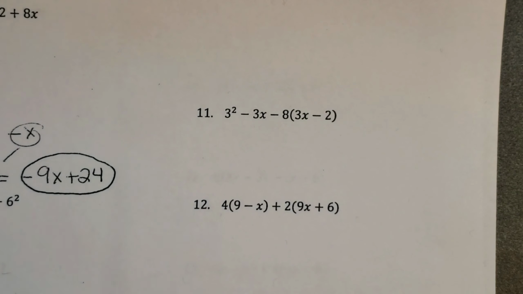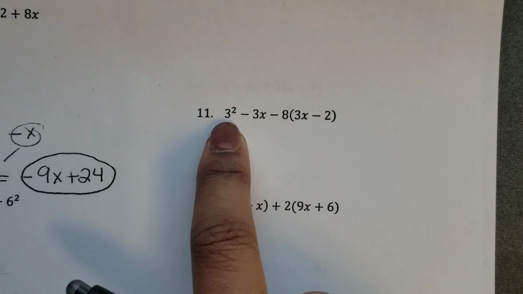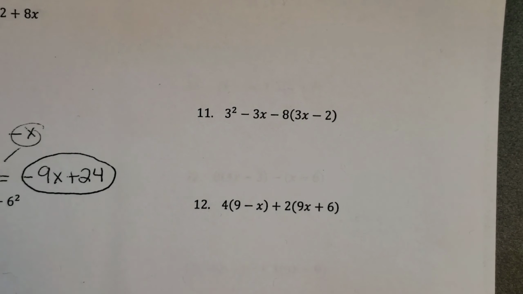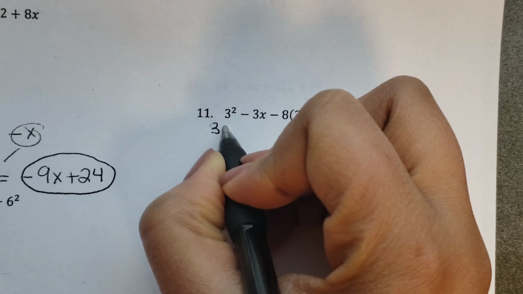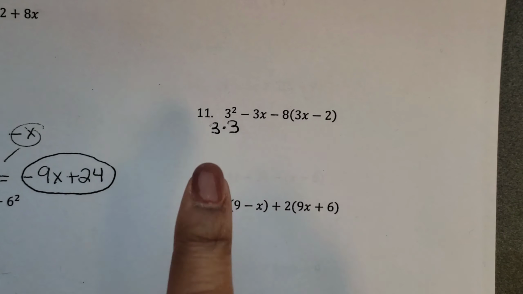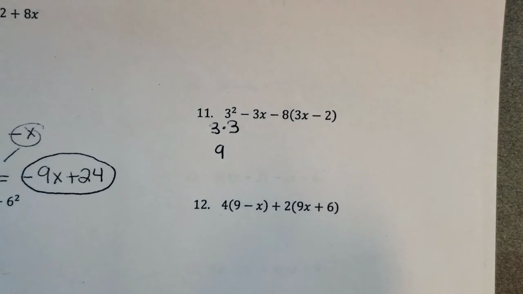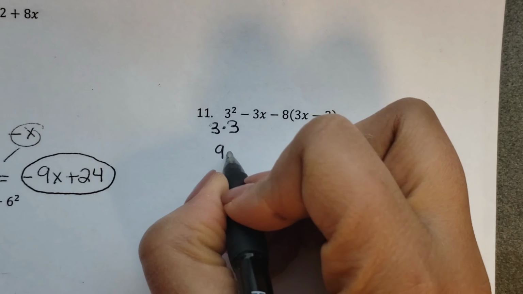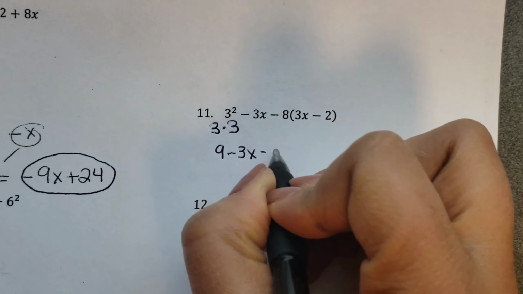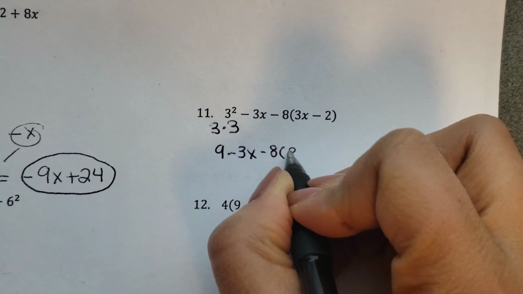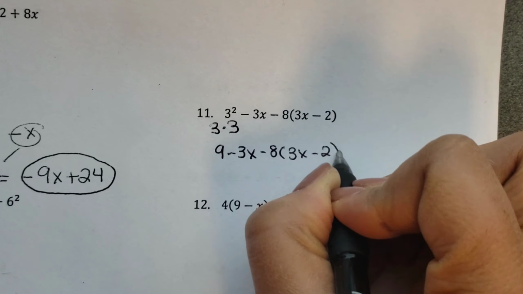When looking at this expression, I can already see that I can simplify this 3 squared. Remember, another way to say 3 squared is 3 times 3. Not 3 times 2, but 3 two times. 3 times 3 gives me 9, and then I'm going to just drop down everything else. Minus 3x minus 8 times 3x minus 2.